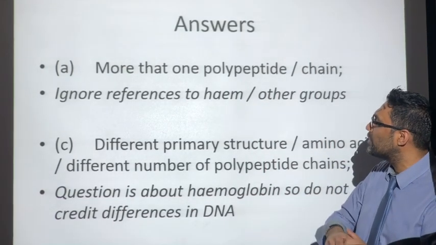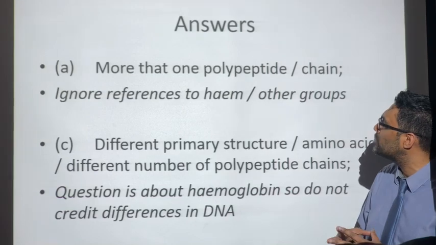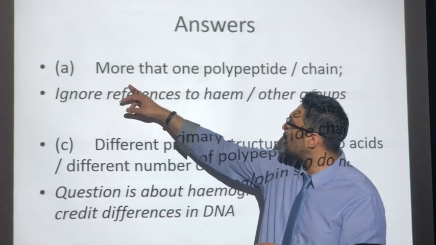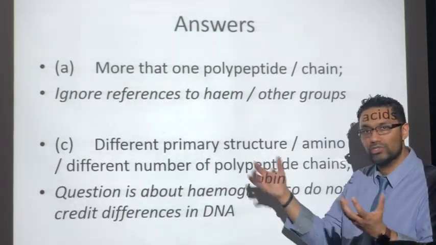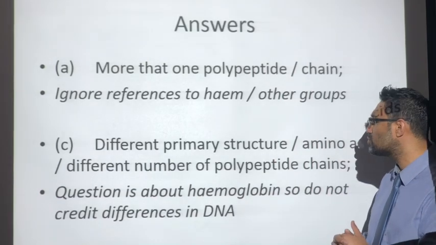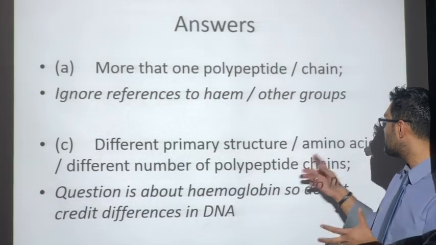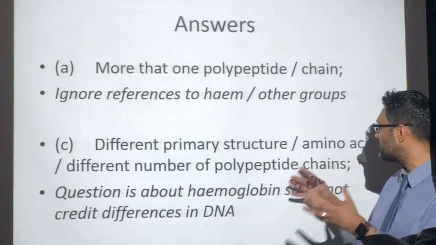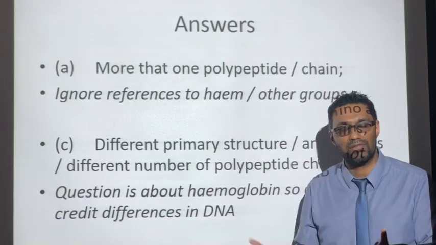The first one was, how can you tell from that diagram that it was a quaternary structure? The marking: it's got more than one polypeptide chain that's joined together. And the question that we just saw, it must have a different amino acid sequence or different polypeptide chains joined together. That's why they've got different hemoglobin.